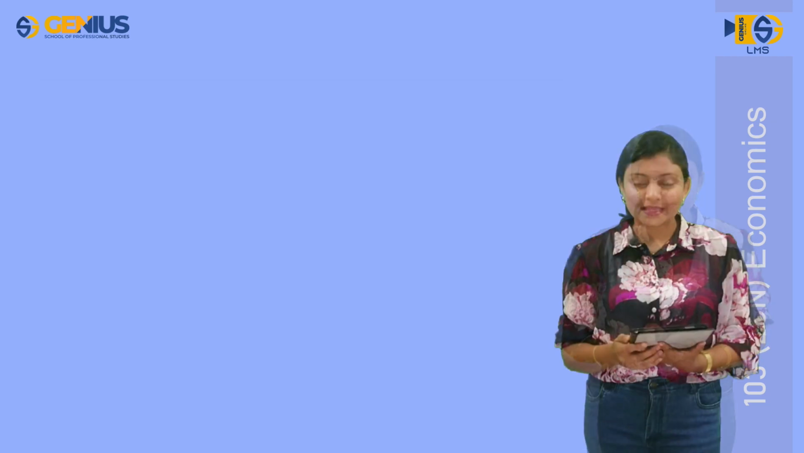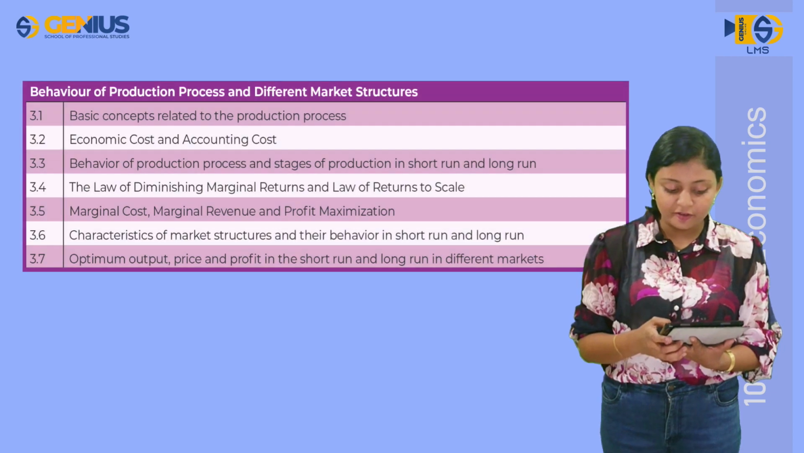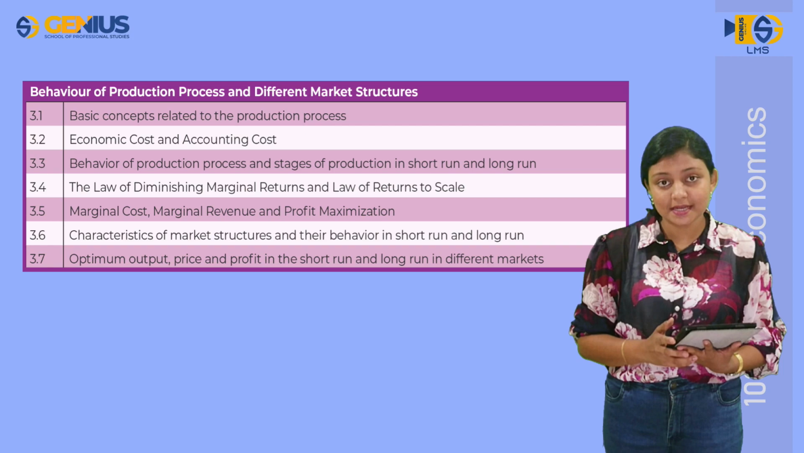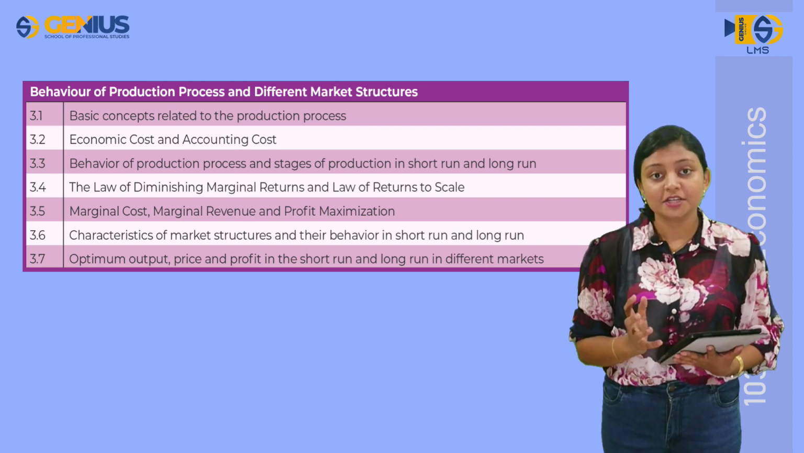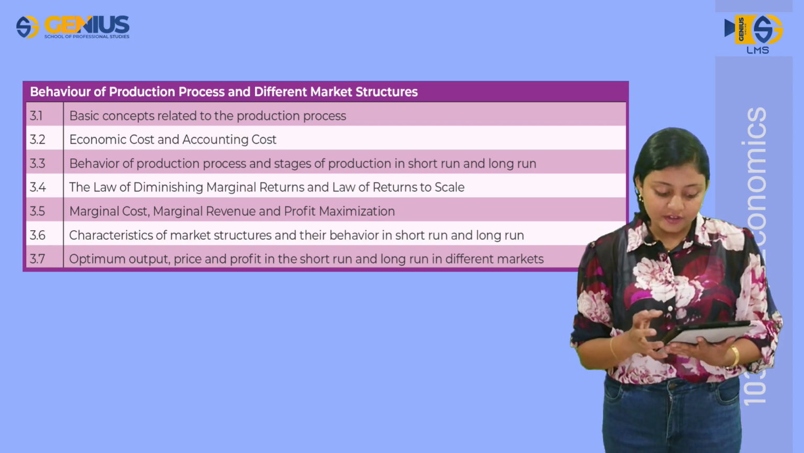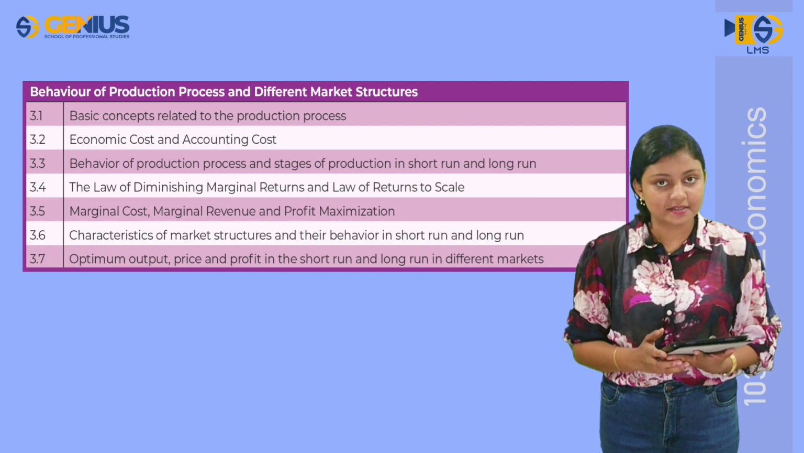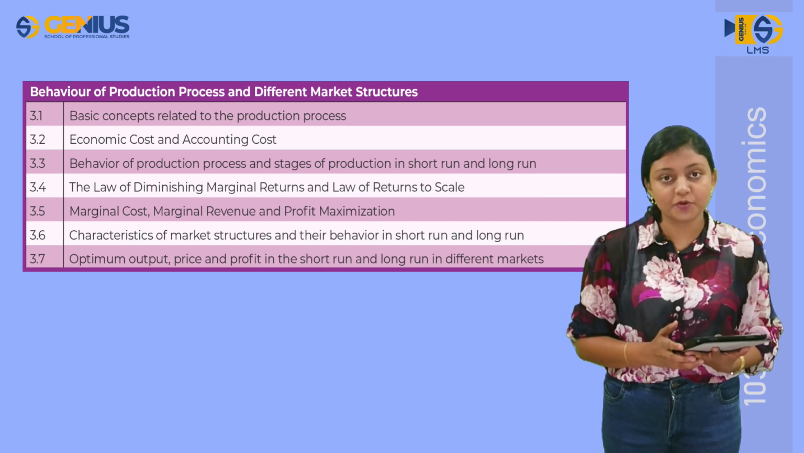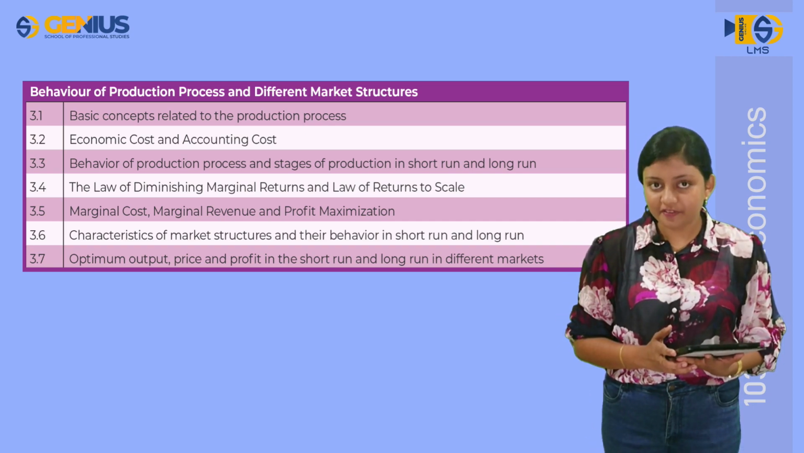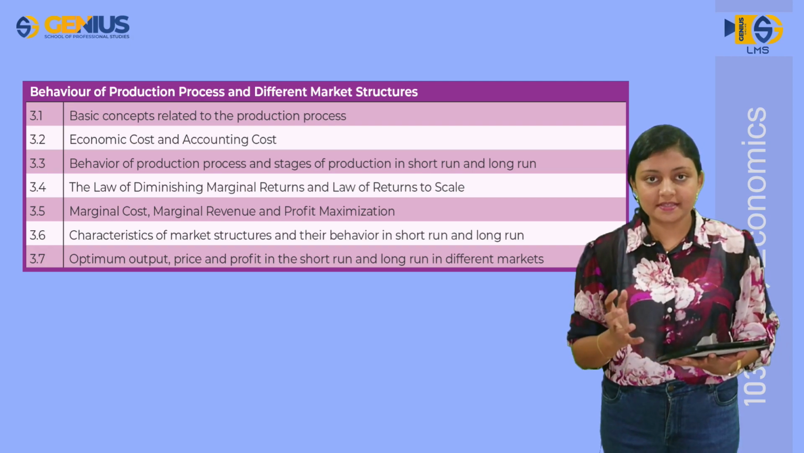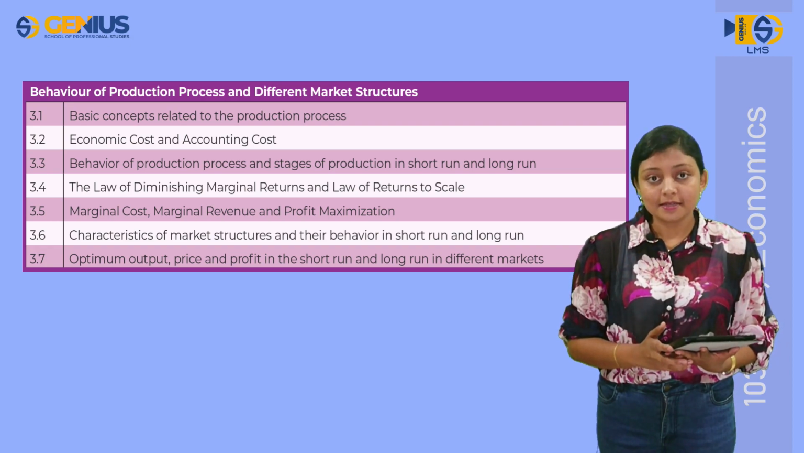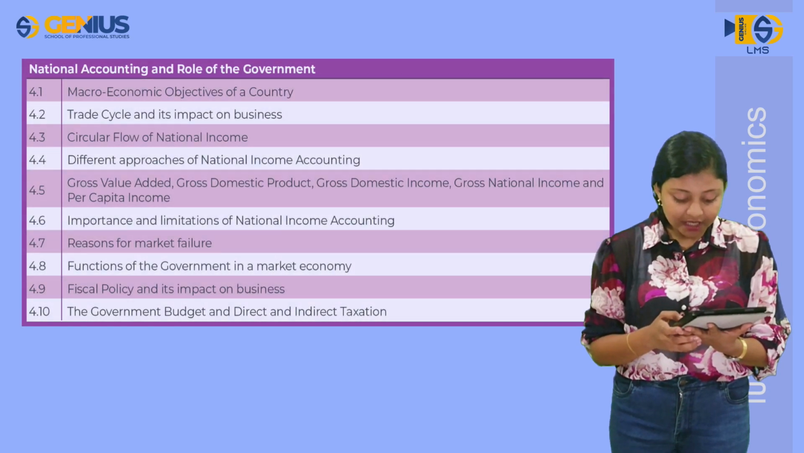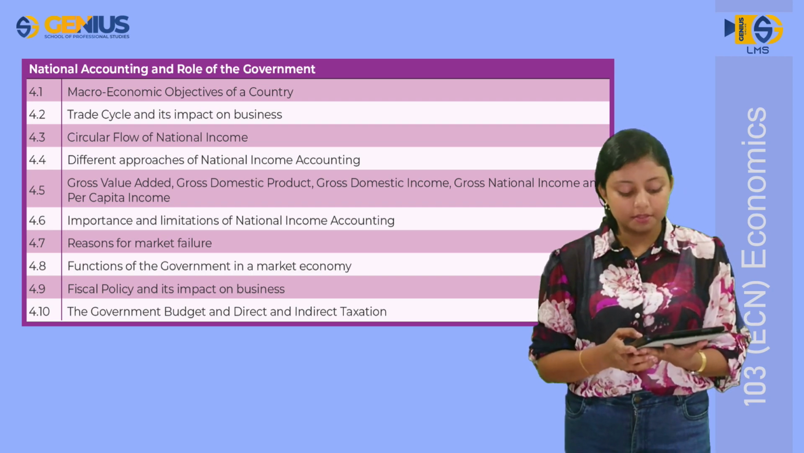Our third chapter is behavior of production process and different market structures. In this lesson, we are going to discuss long run production process, short run production process, law of diminishing marginal returns and law of returns to scale. After that, we will discuss different market structures in the real world, like perfect competition, monopoly, monopolistic competition, and at last, the oligopolistic market.